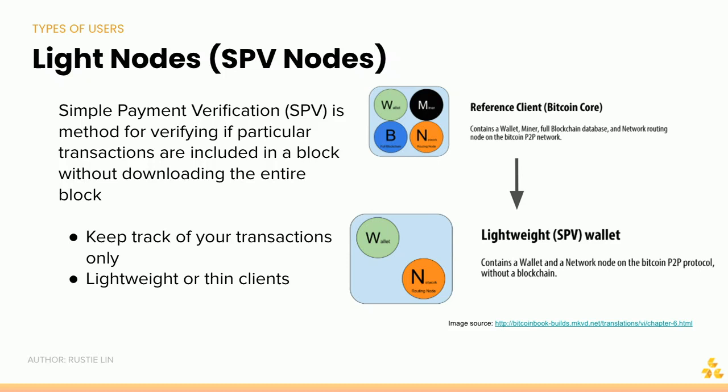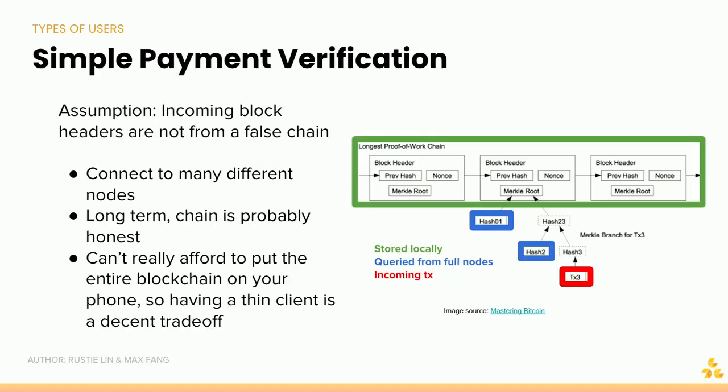An SPV node is just to keep track of only your transactions, and it's called a lightweight or a thin client. This is a method for verifying if a particular transaction is included in a block, without downloading the entire block. So if you only care about your own transactions, you just want to see what's happening with my transactions, you can run an SPV node. And one kind of catch with the SPV node is that you're assuming that the incoming block header is not from a false chain.